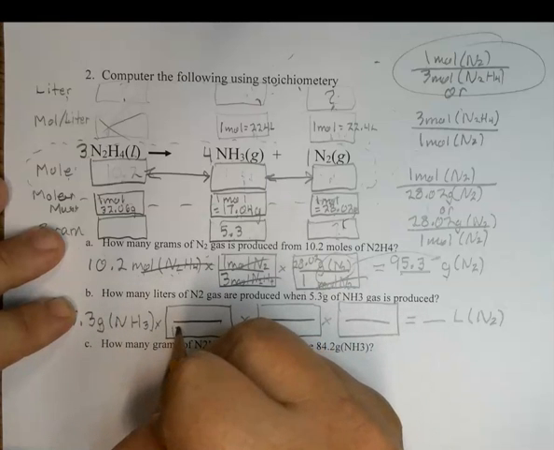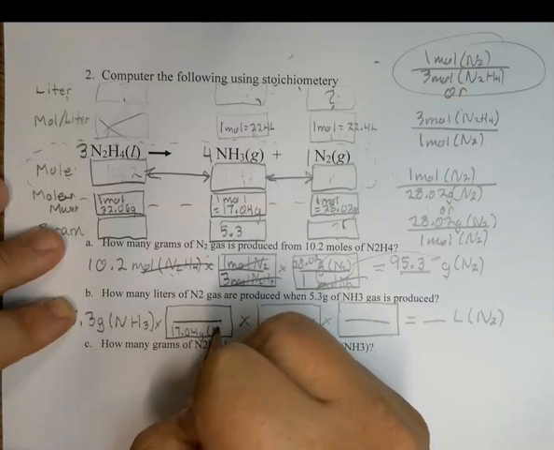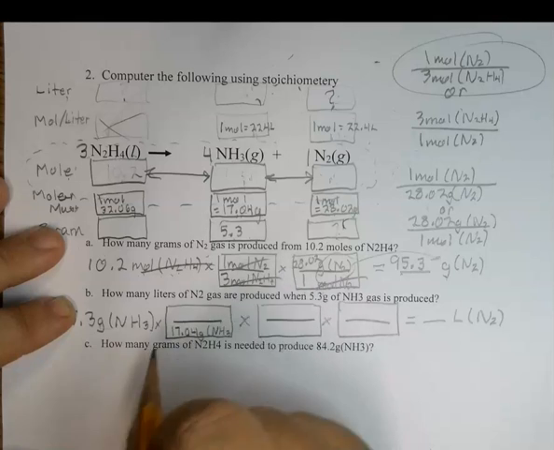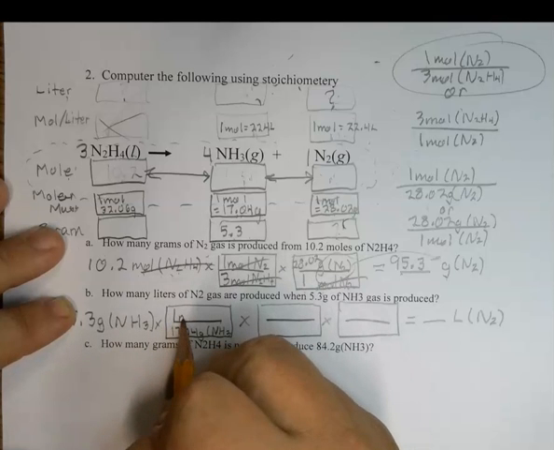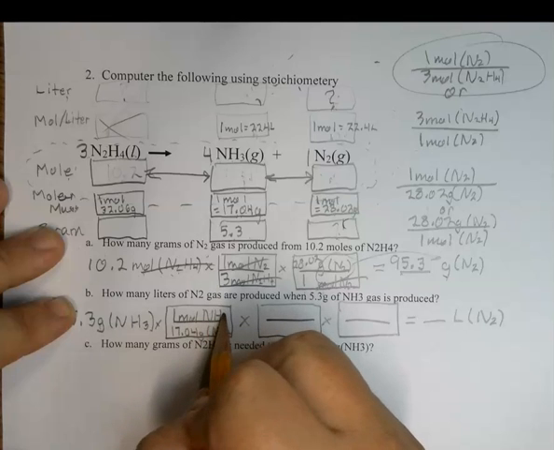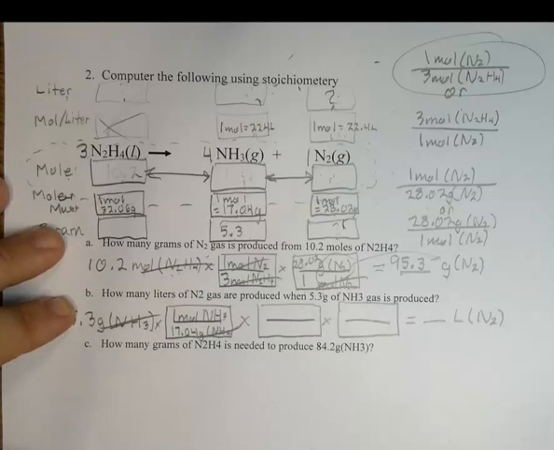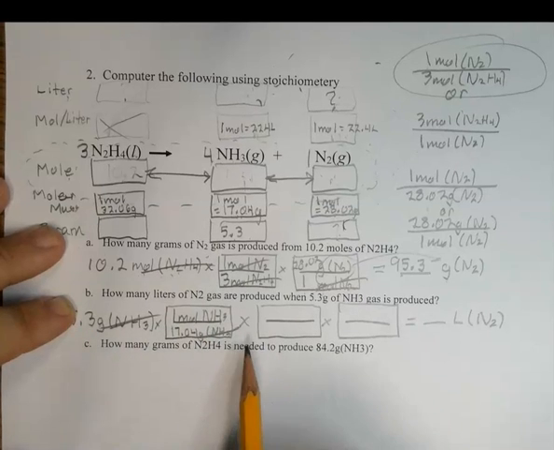So it's 17.04 grams of NH3. And on top, it's a single mole. A molar mass is always 1 mole. So these two cancel, grams of NH3 cancel out, and I have moles of NH3 on the top there.